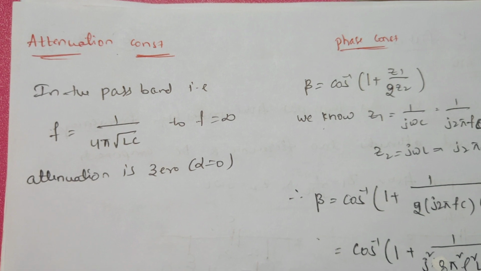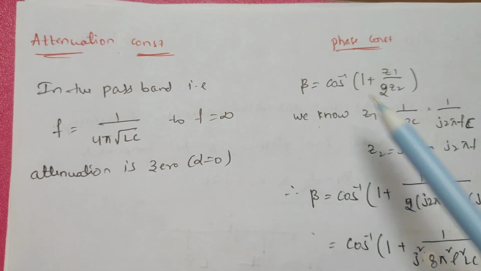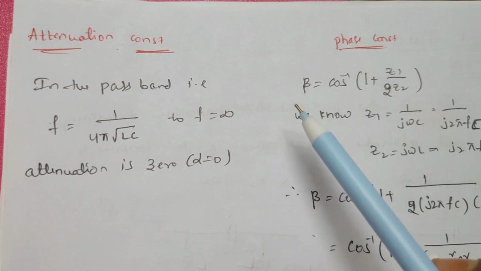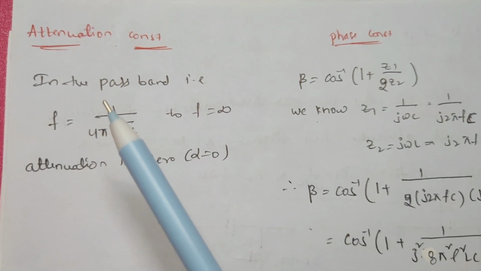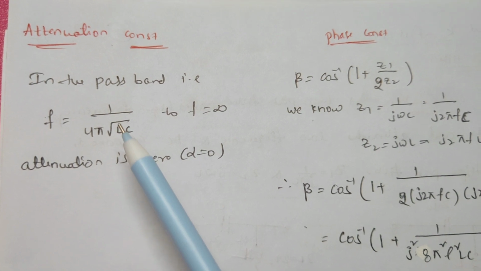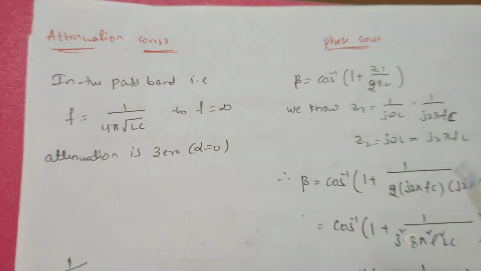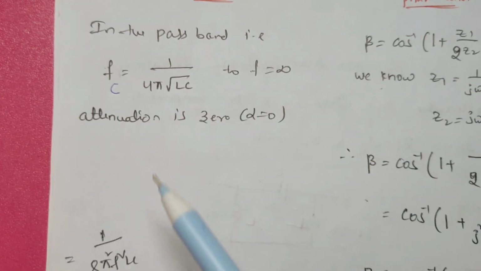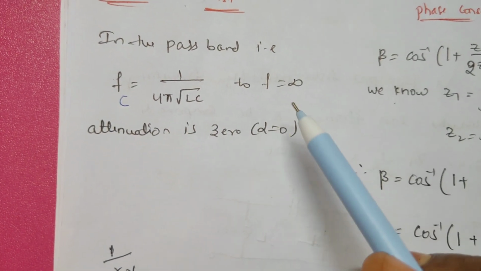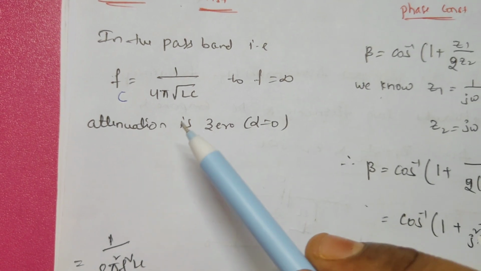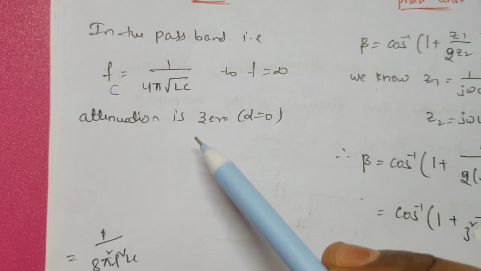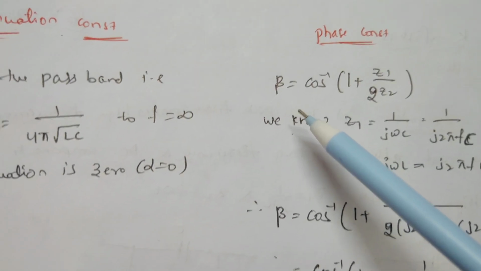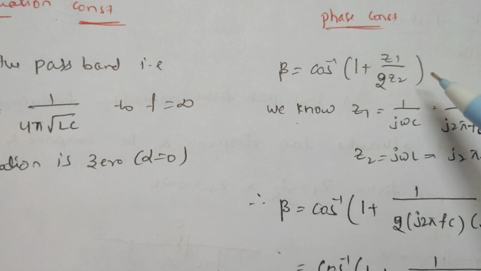And also we are calculating the attenuation constant as well as the phase constant. We know the attenuation constant is the alpha value, and the phase constant is the beta value. We know it is a high pass filter, and the pass band region is from the cutoff frequency to the higher cutoff frequency. So the cutoff frequency is 1 by 4 pi root LC up to infinity. In this passband region there is no attenuation, so alpha becomes 0. So we get the phase constant, and that value is beta is equal to cos inverse of 1 plus Z1 by 4 Z2.